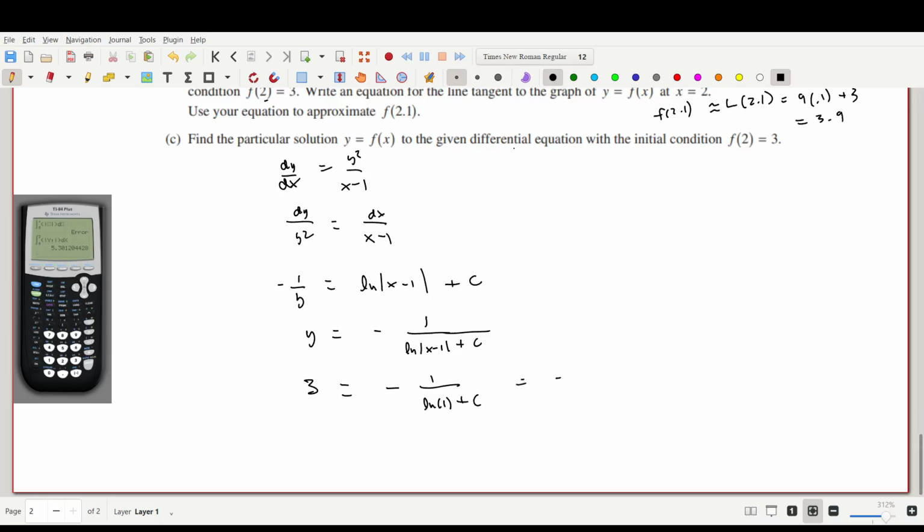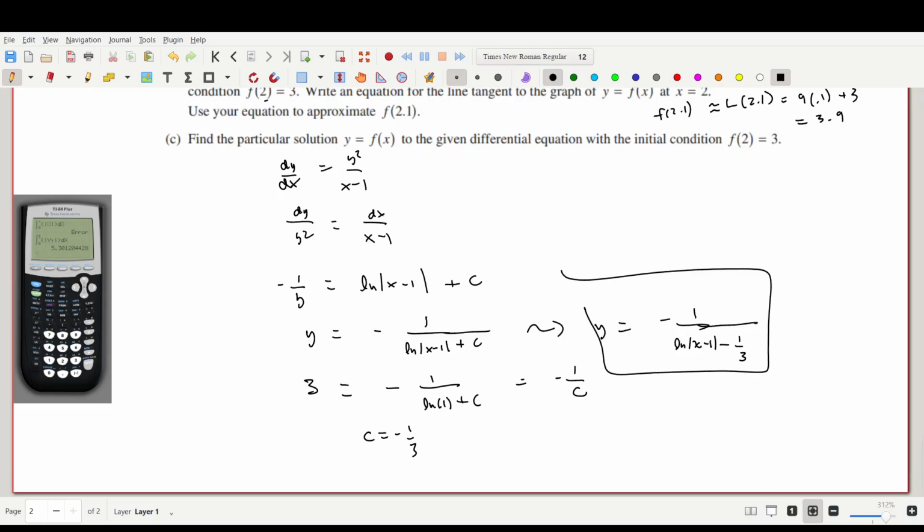That's just saying this is negative 1 over c, because ln of 1 is 0, so c is a negative third. So it looks like instead, y is negative 1 over ln of x minus 1 minus a third. And you could be nicer with that if you want to. I'll leave it as is. All right, let me check if those answers are correct. Yep, looks good.